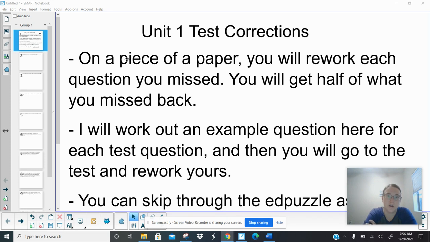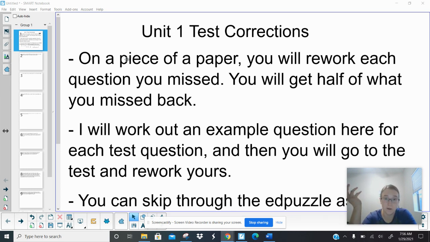Okay, here for Unit 1 test corrections. So I'm going to go over how we did this again just one more time in case you didn't need to do corrections last time or you forgot. So on a piece of paper, you're going to rework each question you missed. And again, that means you have to show work, otherwise you don't get points back. You can't just write the right answer.